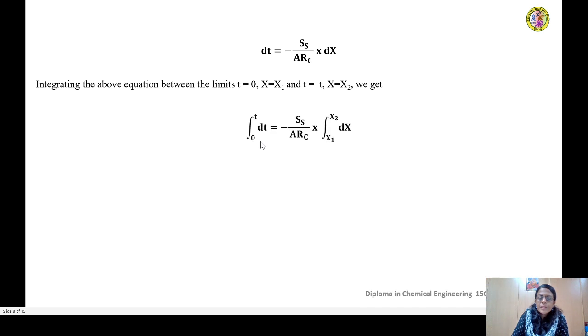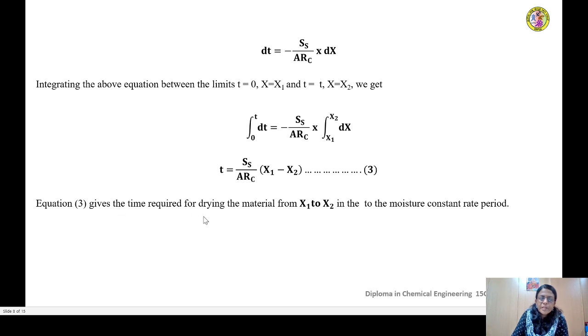So, simple integration giving you the equation t equals Ss by A Rc into (x2 minus x1), which will become (x1 minus x2) after taking this negative sign inside.